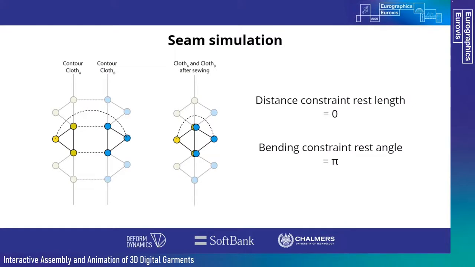Where the user has defined seams between patches, we need to create extra constraints to accommodate for these seams. The seams between corresponding vertices are modeled as distance constraints with zero rest length. In this way, as soon as the simulation starts, the vertices connected by a seam are always kept at the same position during the animation. Since seams also influence the bending behavior of a garment, we define a hinge edge constraint on the overlapping sewn edges. Both bending and distance stiffnesses can be defined by the user for each individual seam.